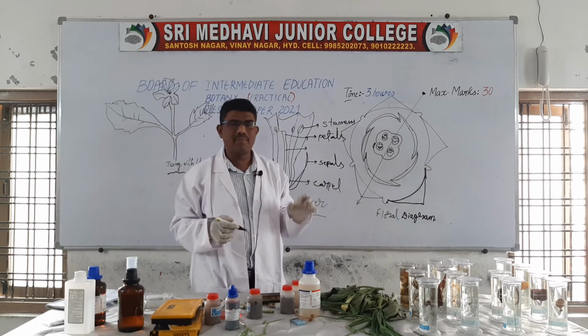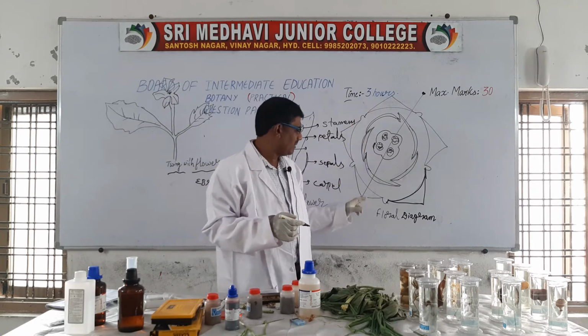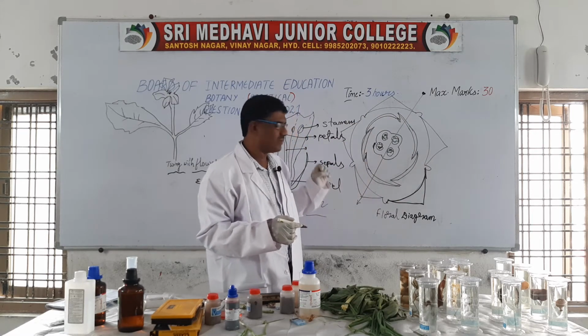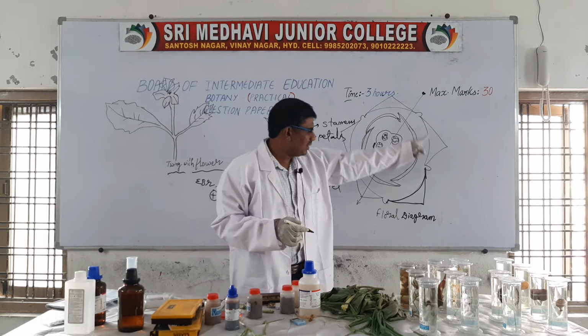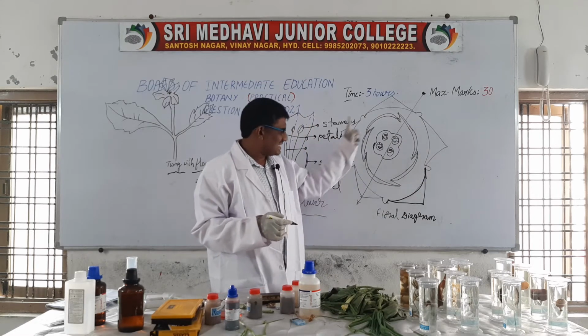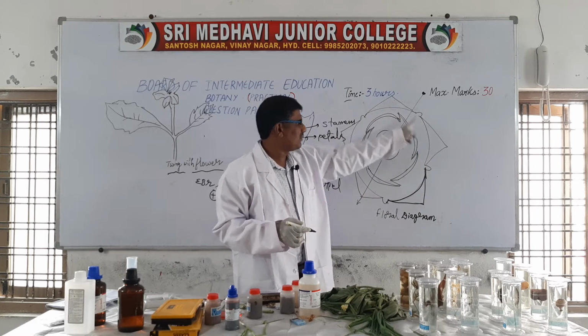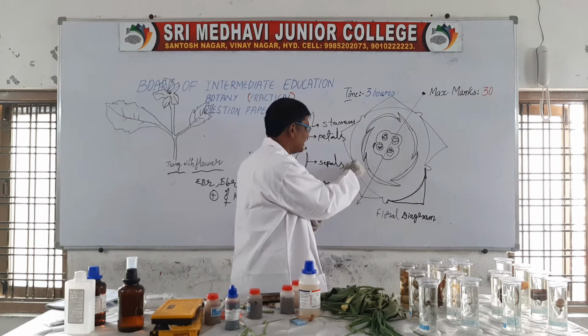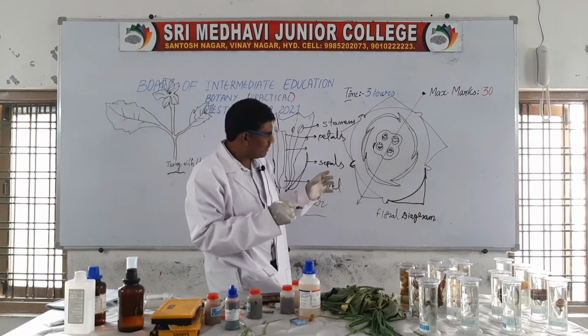In the practical examination they will check this floral diagram: the number of sepals, number of petals, and number of stamens are also very important. The outer wall of the flower is called sepal. There are 5 sepals, they are united, that's why it is gamosepalous, they are all united.